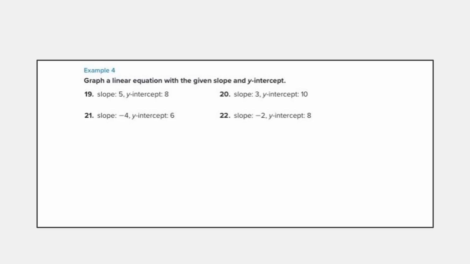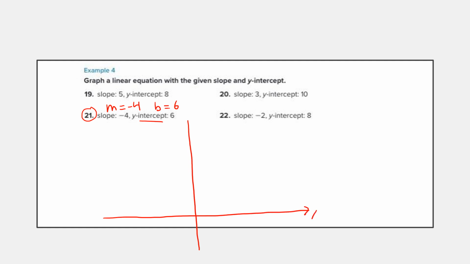Let me do a rough graph for one of these questions, and a similar method you can follow for solving the remaining questions. So here the slope is given to be -4 and the b value is given to be 6. So we'll draw a rough graph. This is my x-axis, this is my y-axis. 1, 2, 3, 4, 5, 6. This is 6, the value of b that we need. And the slope is -4.